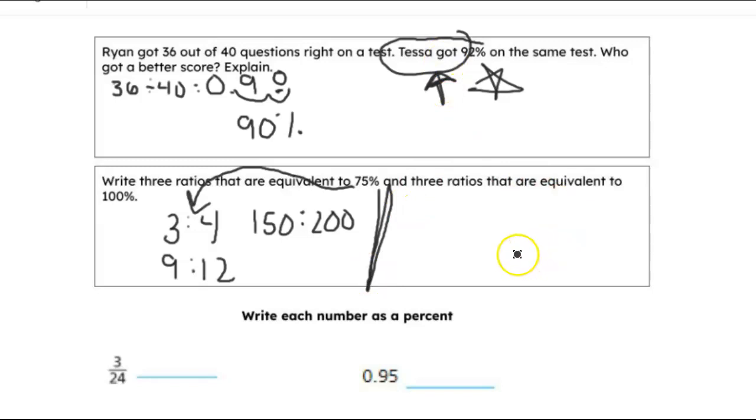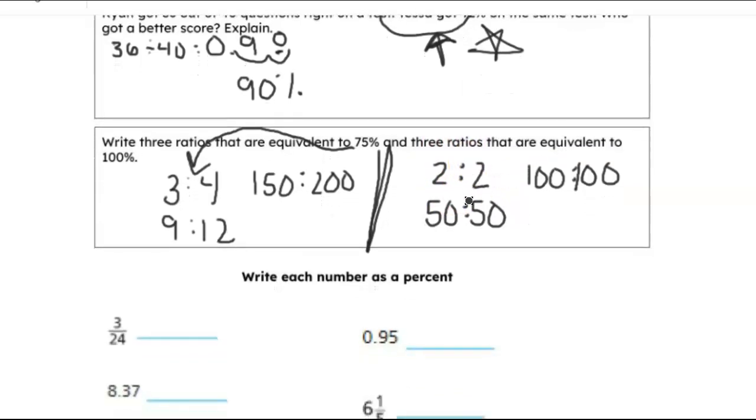There's tons of them. Now we're going to find 3 that are equivalent to 100%. So to get 100%, that means it has to be the same number at the front and back. So I'm just picking some numbers out that can be that. As long as your first number here is the same as your second number, that is a ratio that's equivalent to 100%.